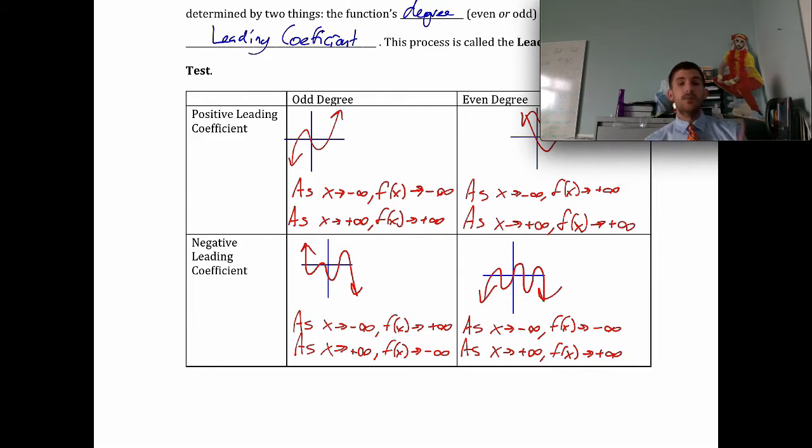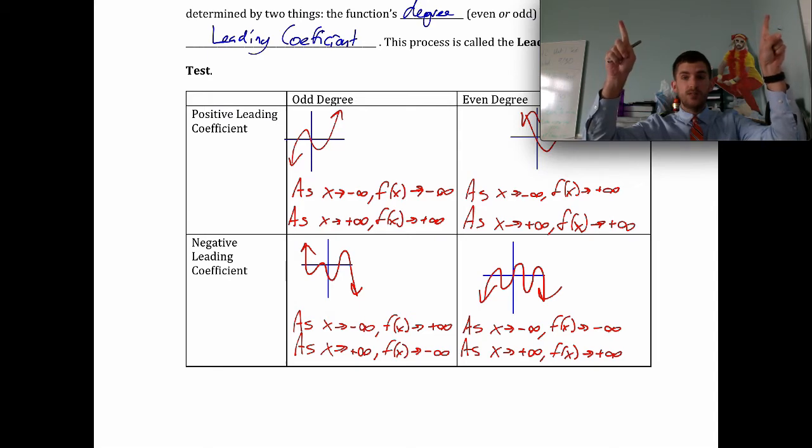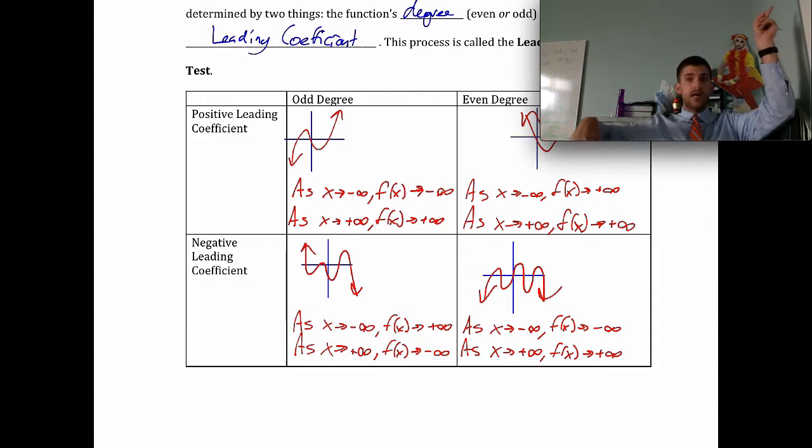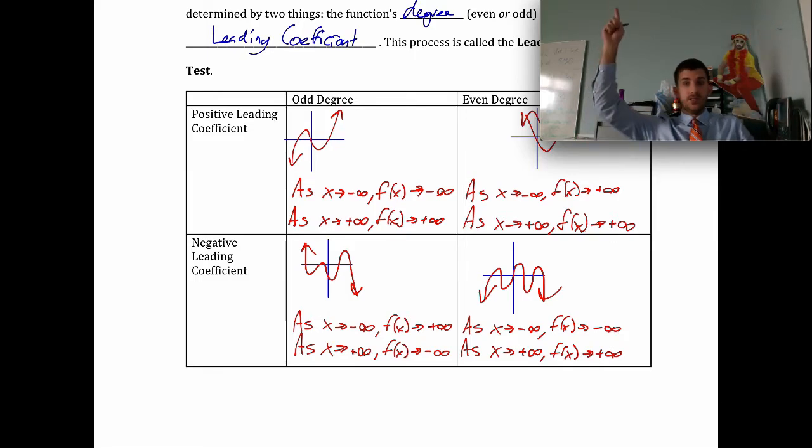Couple things to note here. Even degrees go together, so they're either both pointing up, both going to positive infinity, or they're both pointing down. Odd degrees, they go in opposite directions. So an odd degree with a positive leading coefficient goes up and to the right, down and to the left, where an odd degree with a negative leading coefficient goes up and to the left, and then down and to the right.